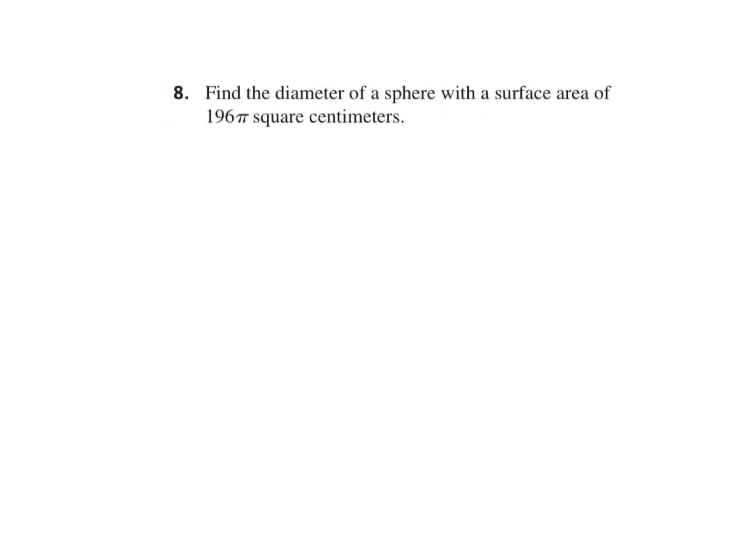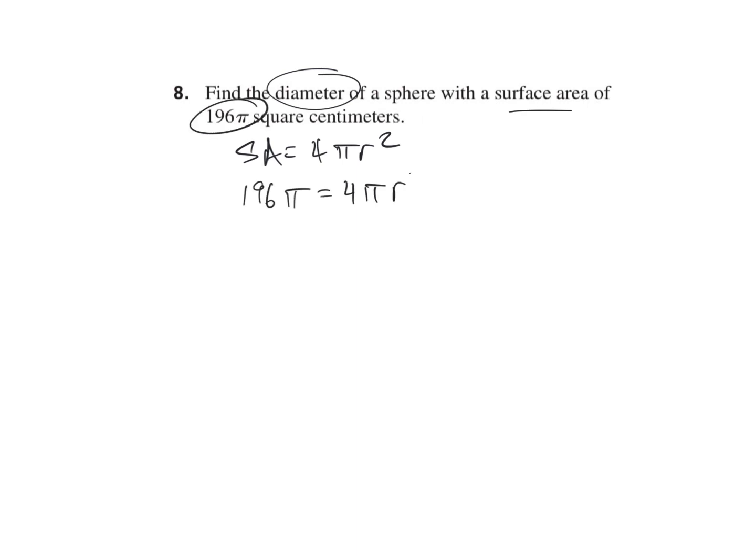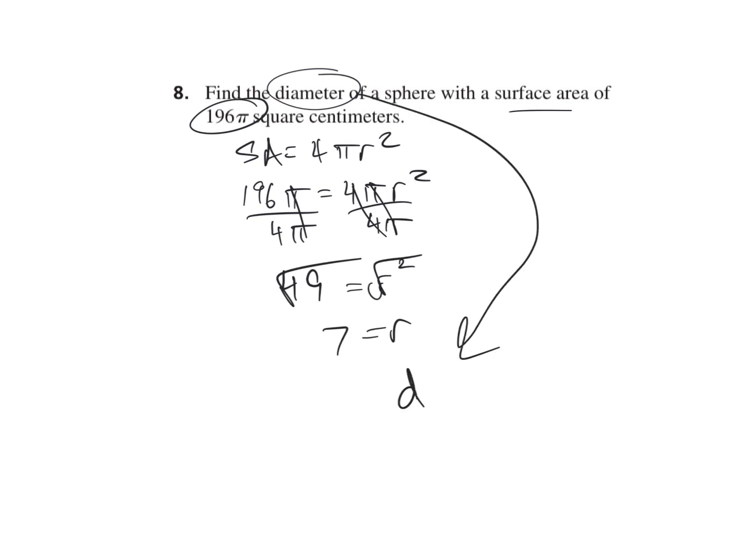Okay, find the diameter again of a sphere. So surface area is 4 pi r squared. So we have the surface area, 196 pi, equals 4 pi r squared, divided by 4 pi. So we get r squared equals 196 divided by 4, which gives you 49. Take the square root, and r equals 7, but we want the diameter, so the diameter is 14 centimeters.